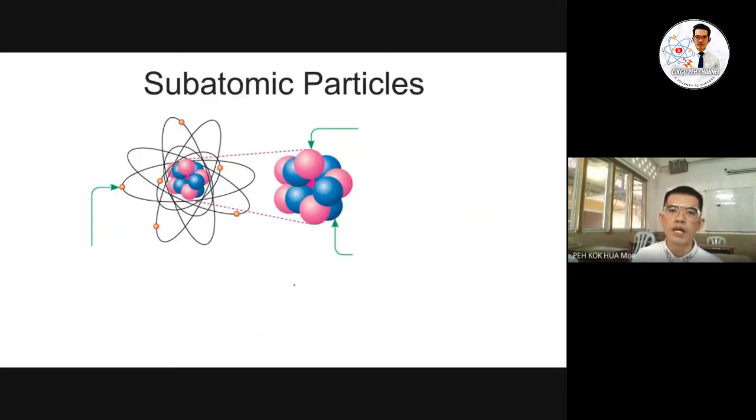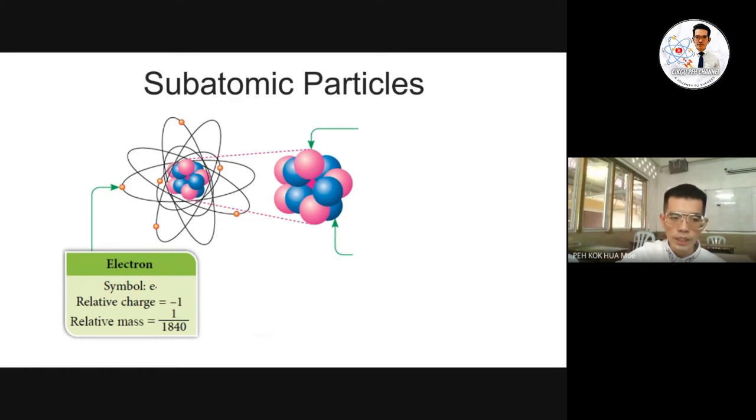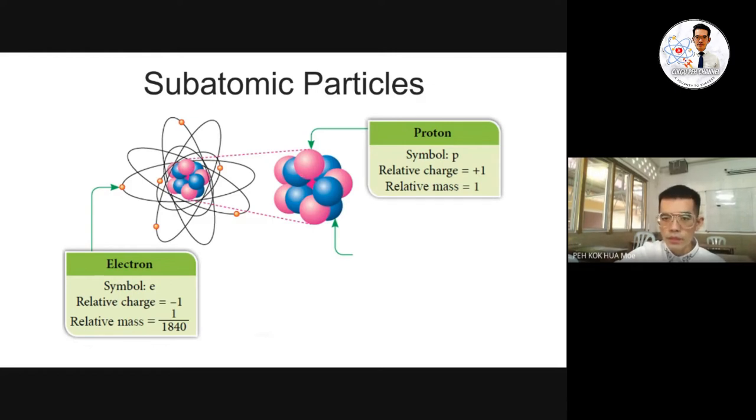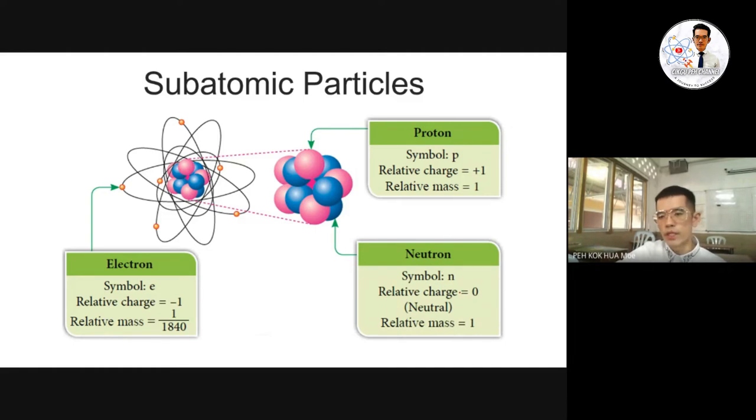Okay, the first subatomic particle is the electron, with symbol e. The relative charge is negative 1 and the relative mass is 1 over 1840. The relative mass is not the actual mass of the electron; it is just the comparison between the mass of the electron and the mass of another substance. The proton is the positive charge at the nucleus of the atom; the relative charge is positive 1 and the relative mass is 1. The neutron symbol is n, the relative charge is 0, which represents the neutral condition, and the relative mass is 1.